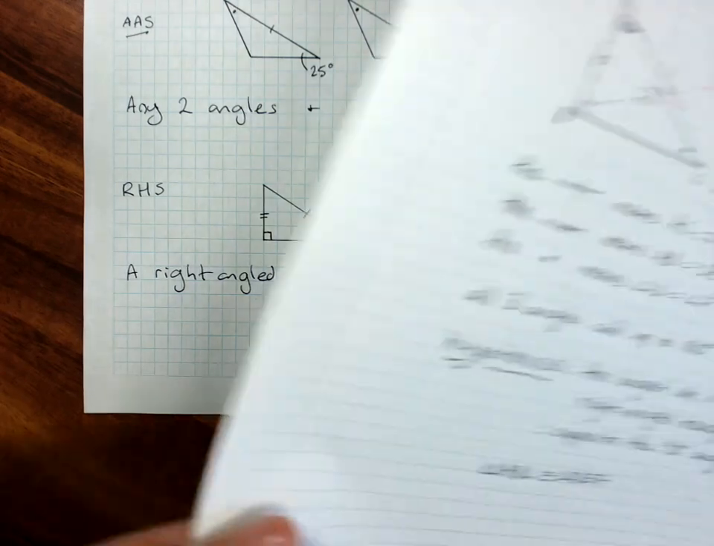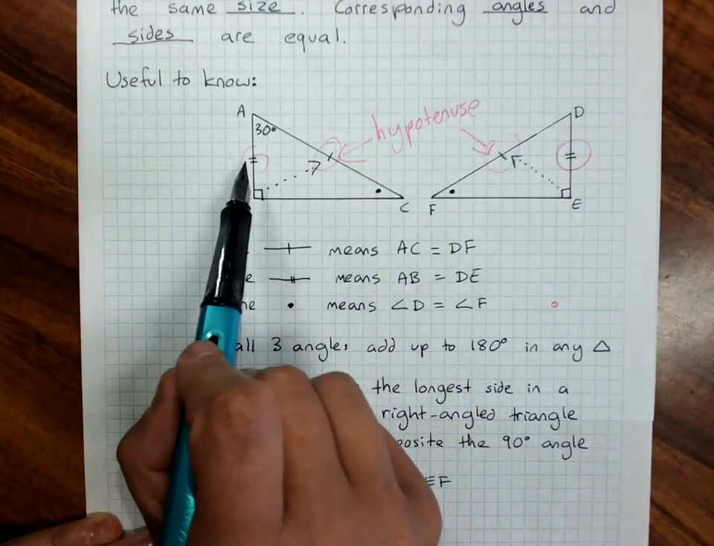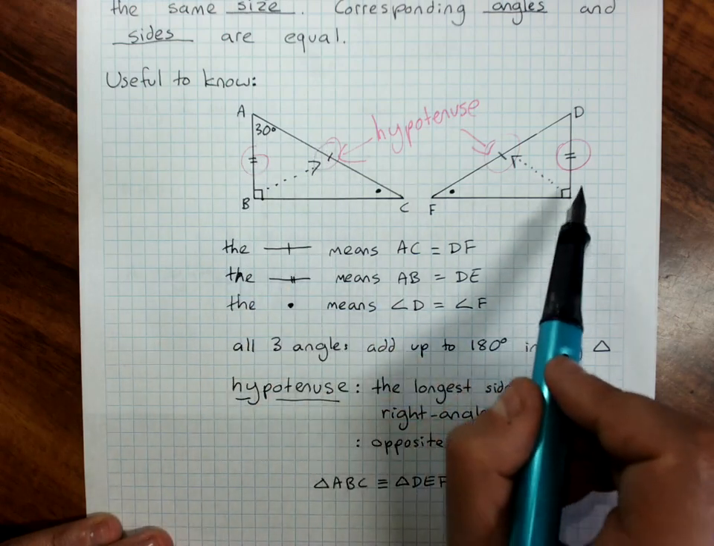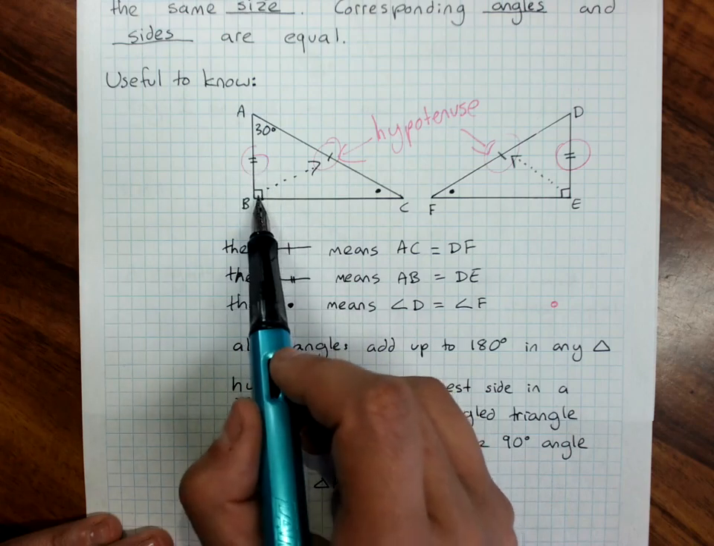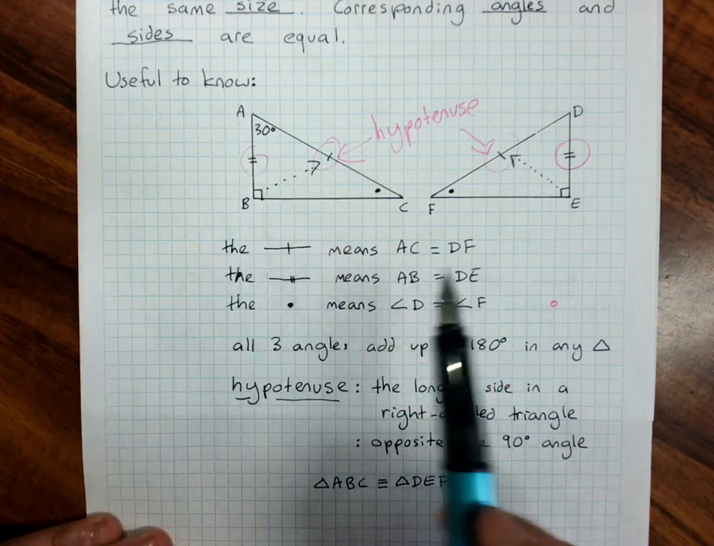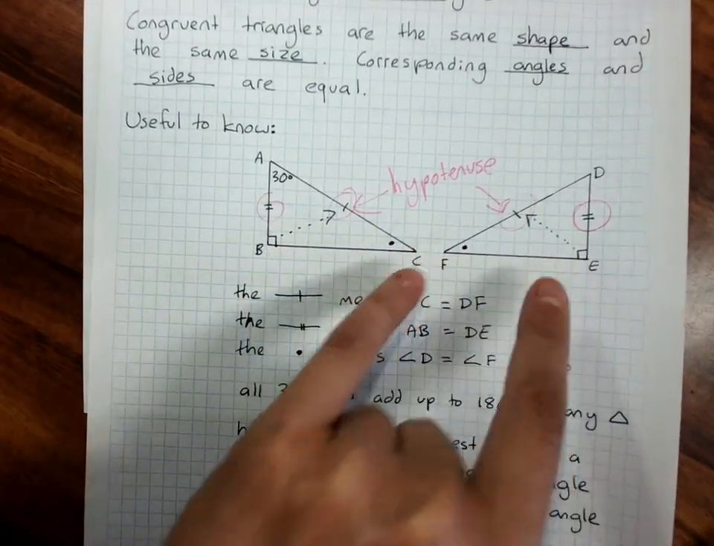So with these triangles, I can't use side, side, side. I could use side, angle, side. Side, I know that's 30, angle, side. I could use right angle, hypotenuse, side. Or I could use angle, angle, side, because I know 2 angles and a side.